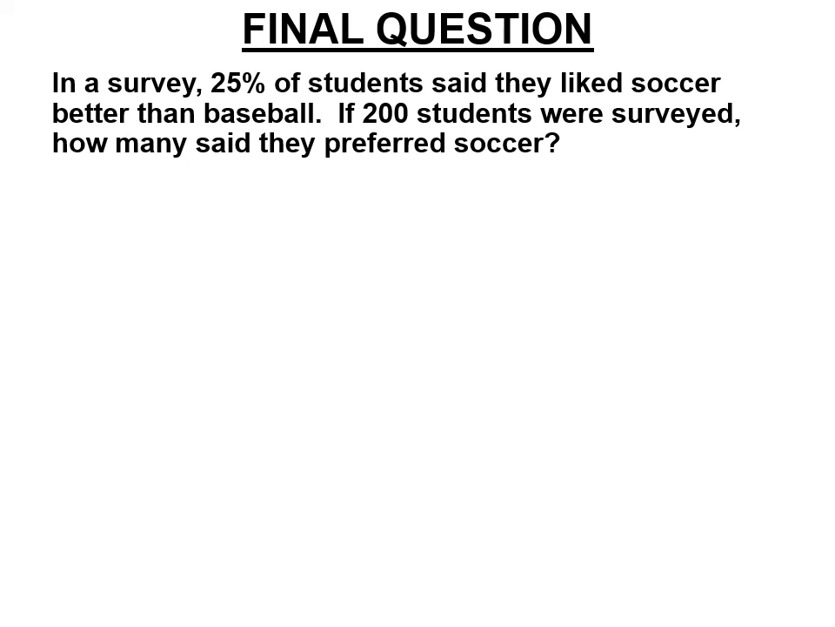A survey, 25% of students said they like soccer better than baseball. If 200 students were surveyed, how many said they prefer soccer? So we need 25%, 1/4 of 200, and 4 goes into 200 50 times, so this is 50. So 50 students said they preferred soccer better than baseball.